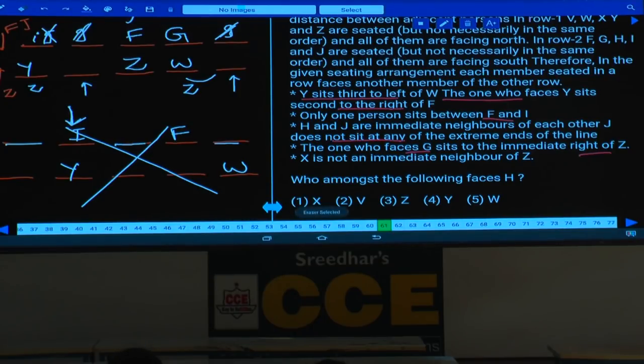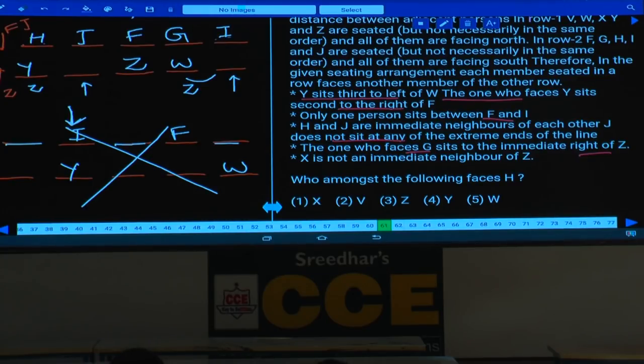Now let us come back to the previous information. 2 persons are seated adjacent to each other. Who are those 2 persons? H and J. H and J are seated adjacent to each other, out of which J is not at any extreme end. As J is not at any extreme end, J will be here, H will be here. If H is here, then who is the person left over? F, G, H, I, J, I is the person left over.